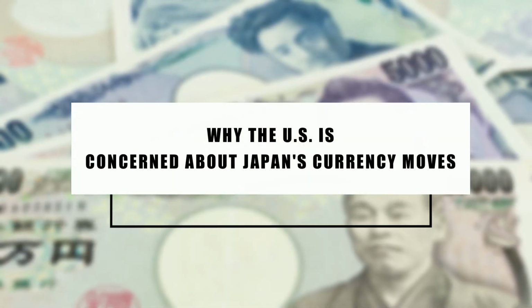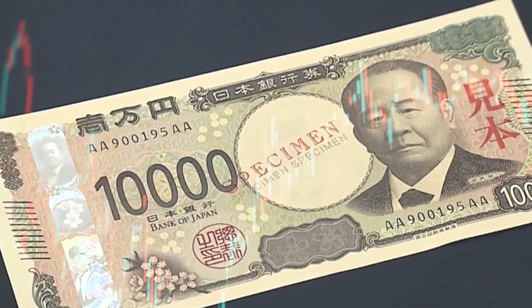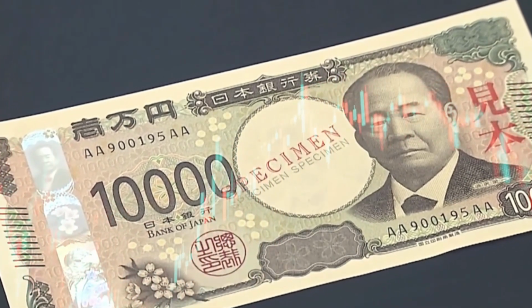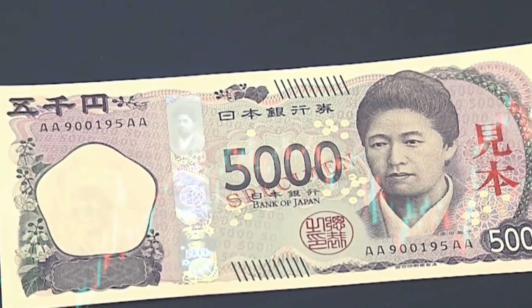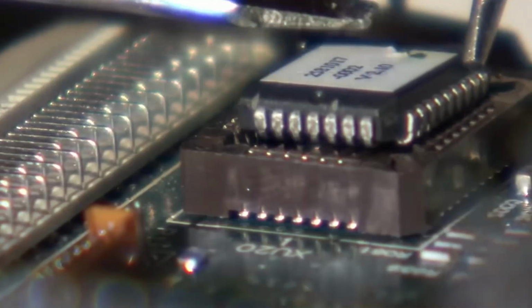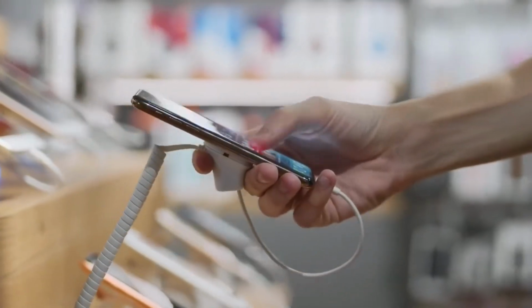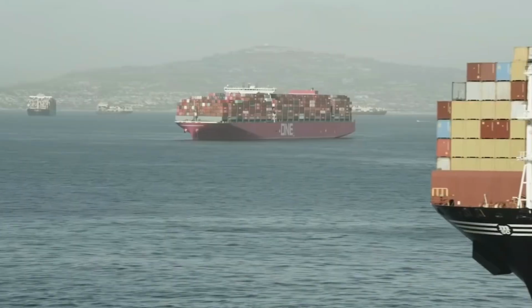Why the U.S. is concerned about Japan's currency moves. The U.S. harbors deep concerns about Japan's potential currency intervention due to the significant repercussions such actions may have on the global economy and specifically on U.S. economic interests. When a country like Japan attempts to devalue its currency, it can make Japanese exports cheaper and more competitive on the global market.